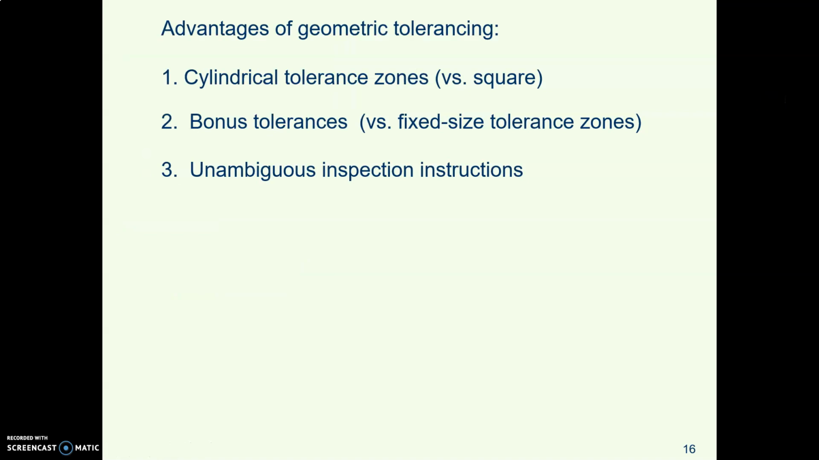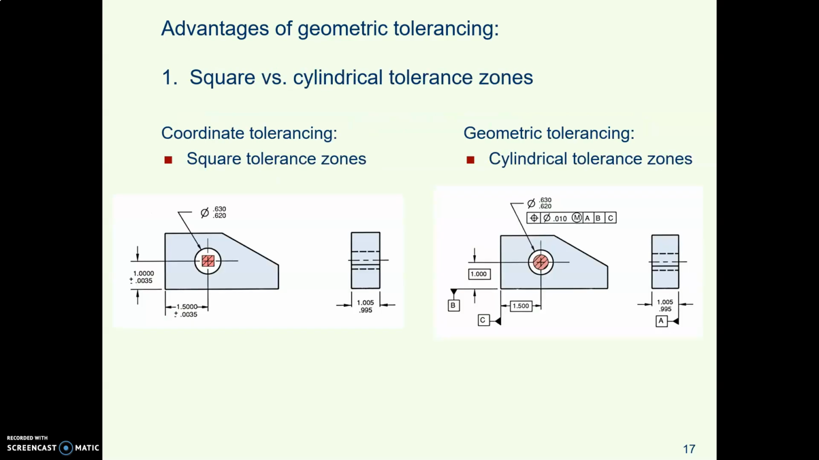Well, there are several advantages of using GDT, and here they are. We'll go through these one at a time. First, you can use cylindrical tolerance zones. Now, when you're using coordinate tolerancing, the old plus minus or limits version, the tolerance zone, which is represented by this red colored square in there, the tolerance zone is square.